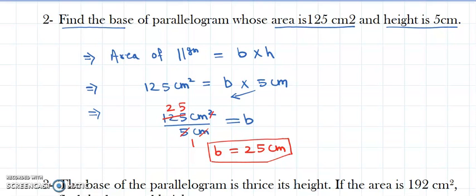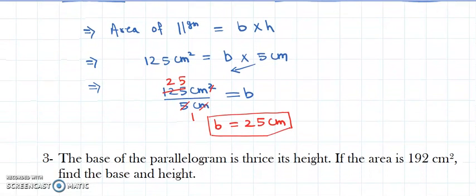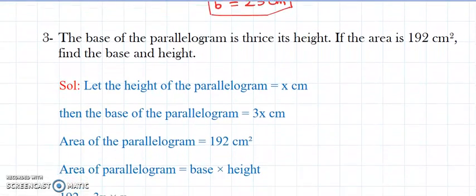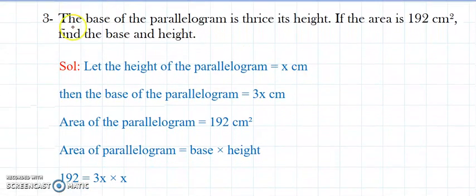Now let us move towards a very important third kind of question, whose solution I have already done, displayed on the screen. The question says the base of the parallelogram is 3 times its height. You can see the base is 3 times its height. The area given is 192 centimeters square. We have to find two things: the first is the base and the second is the height.